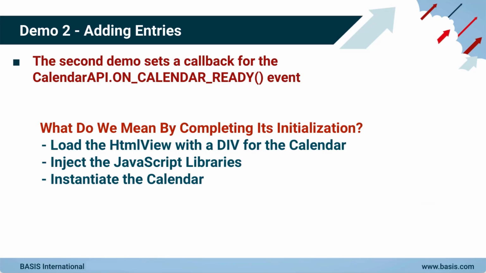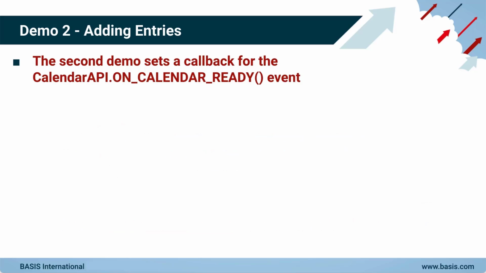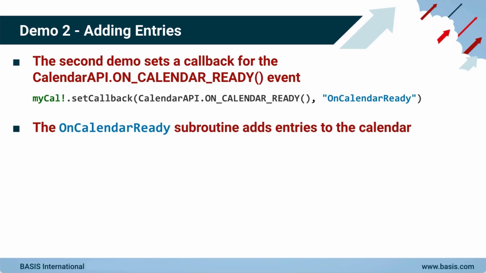With the plugin, all of that still has to take place, but our application code doesn't have to know anything about it. All that it needs to know is that the plugin has taken care of everything and the calendar is ready to go. So we accomplish that with the following callback code. With this callback in place, the BBjCalendar widget will execute our custom code in the onCalendarReady subroutine, which adds 3 entries to the calendar.